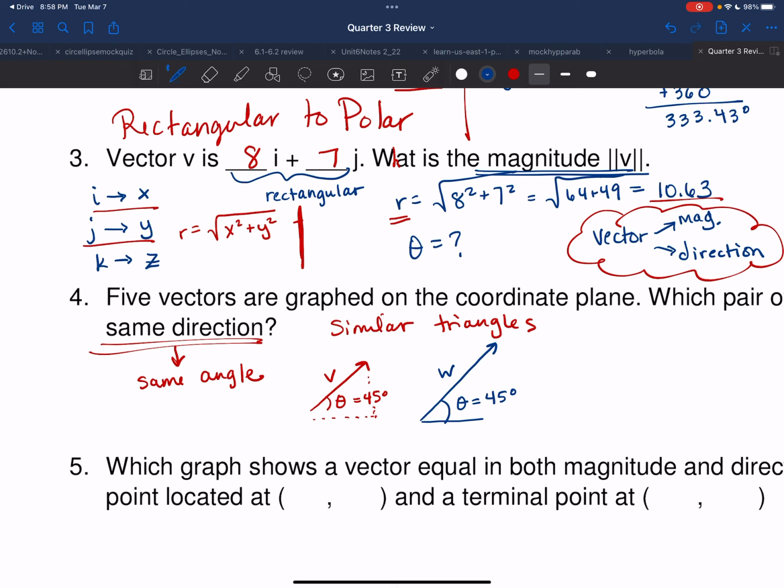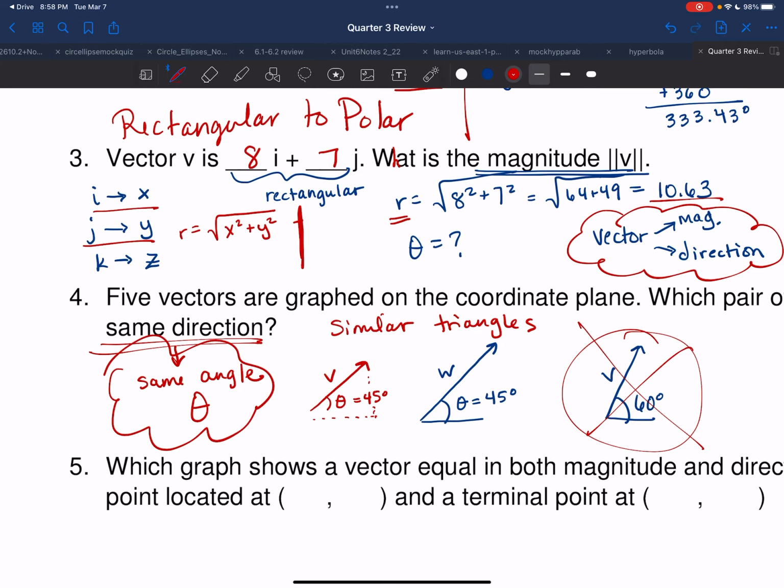If I have a vector that's going, say, 60 degrees, and it is also a vector V, so it has the same magnitude as V, but it's at 60 degrees, that is not going to be going the same direction. It could potentially have the same magnitude, like your V values could still be the same, but direction is focused on your theta. That's the big thing to remember with direction.